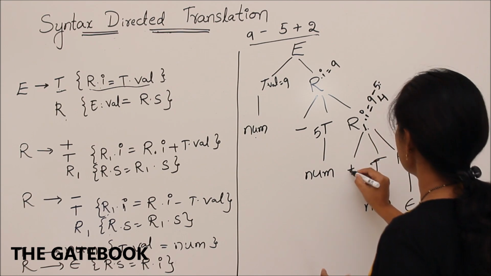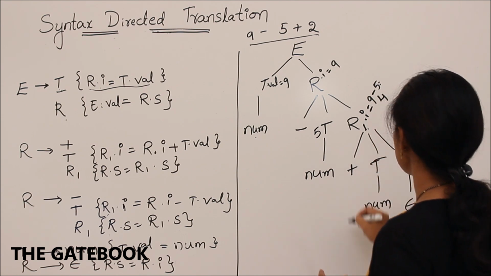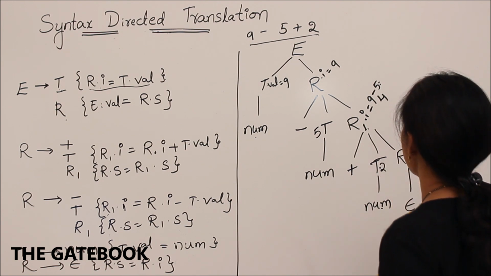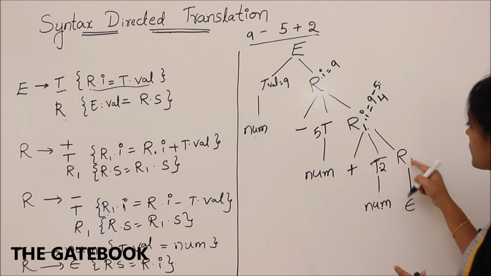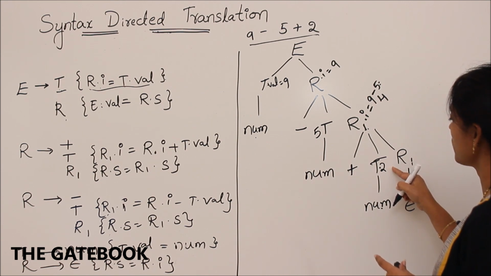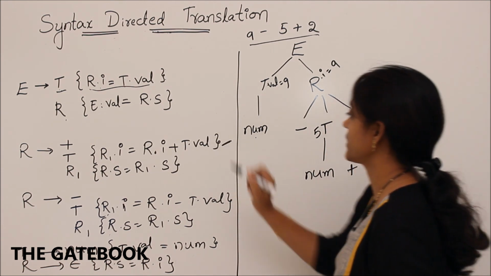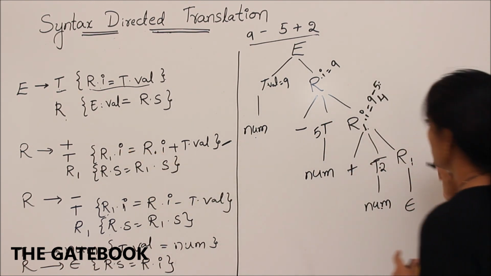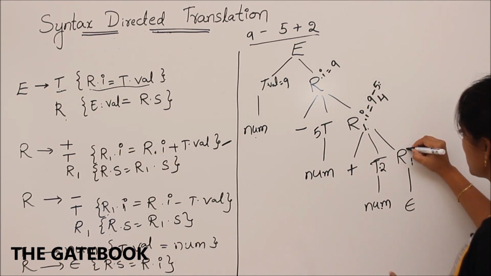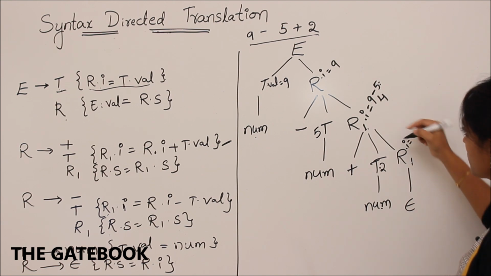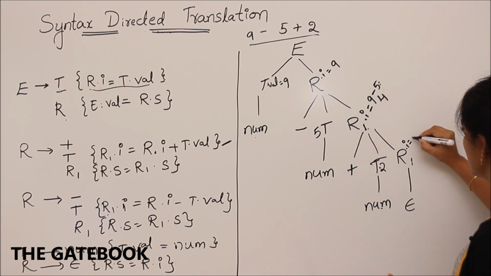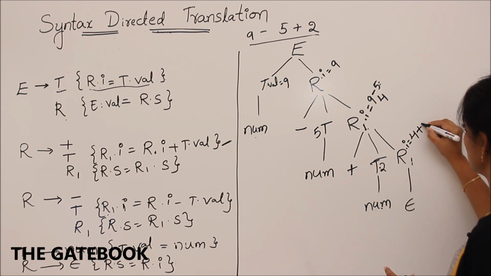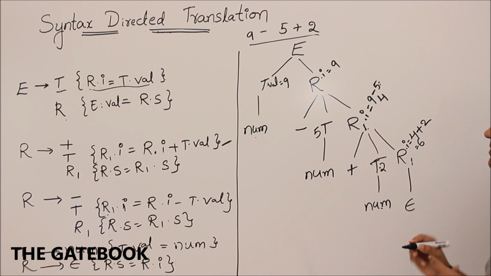Now R1 production is plus T derives number, that is nothing but 2, and before we move to R1 again we need to apply a rule, because plus TR. So before R we have this rule that says that this inherited attribute is nothing but this inherited attribute, that is 4, plus T dot value, that is 2, that is nothing but 6.